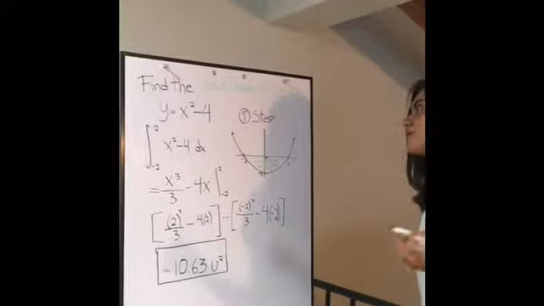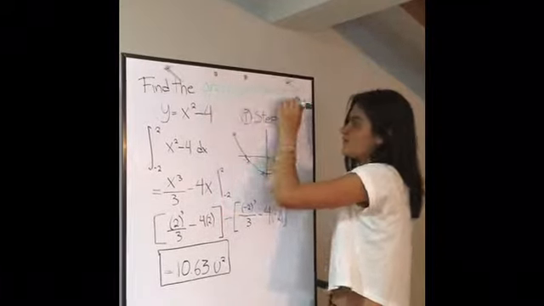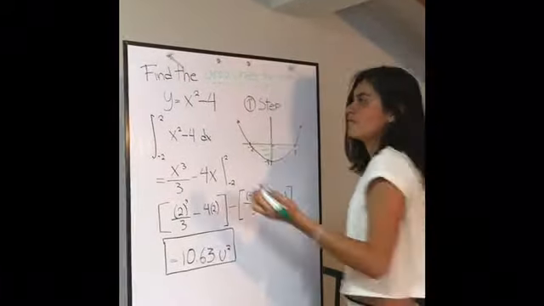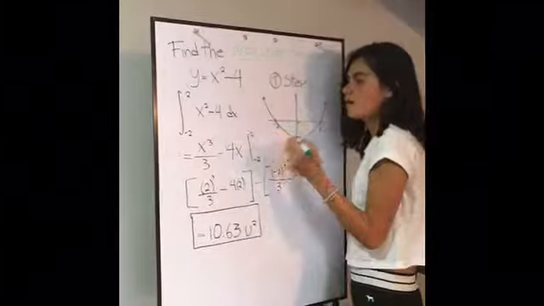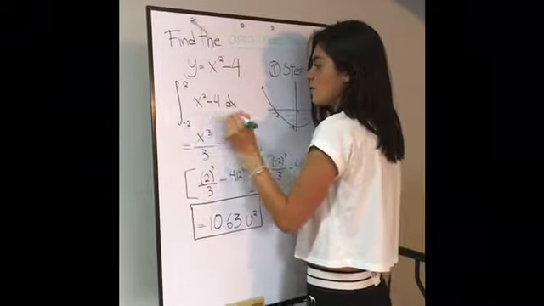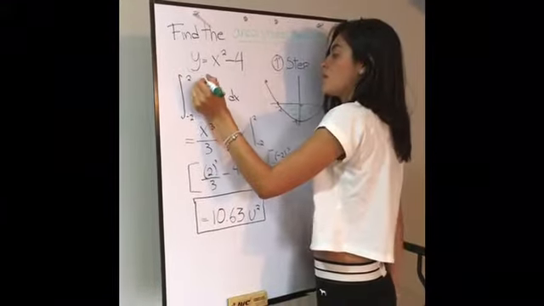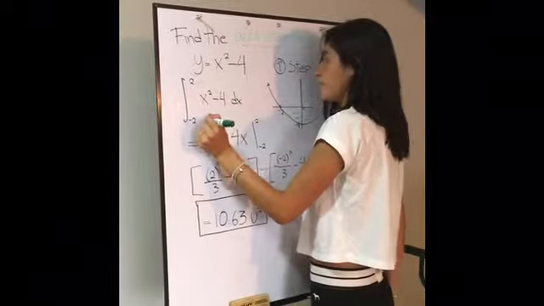Hi, today we're going to explain area under the curve. Here we have the equation y equals x squared minus 4. The first step is to put your equation with your limits. Your limits are 2 and minus 2.